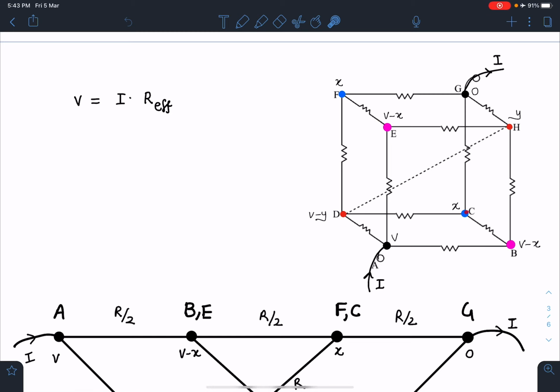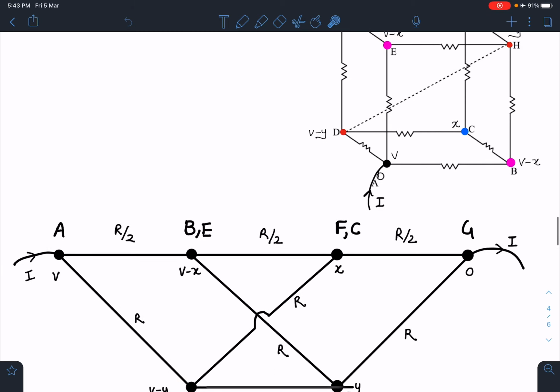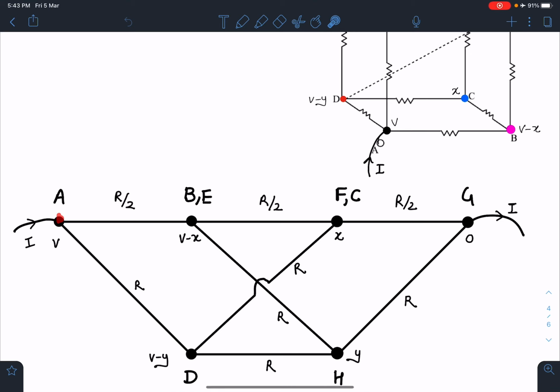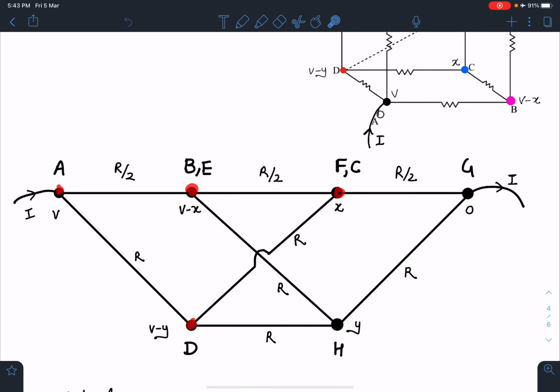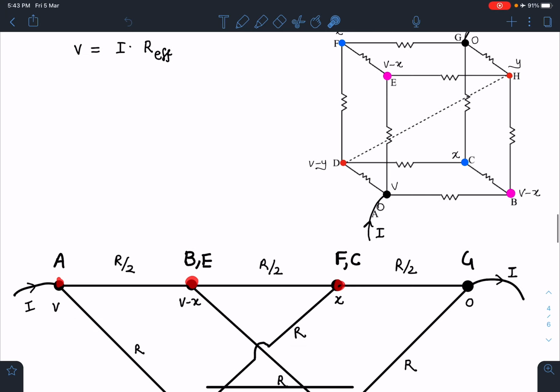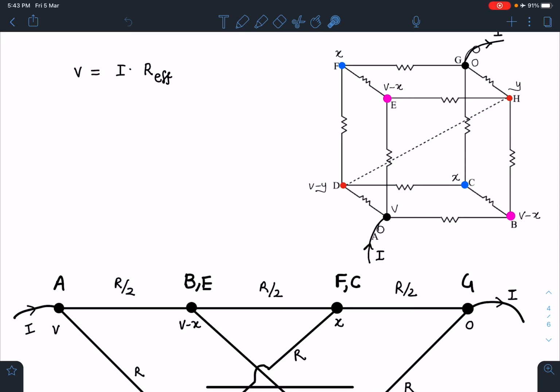Point C and F, they are at the same potential. So points A, B, E, F, C and D and H are the points where the body diagonal is connected. Now you can see here, when I join all these resistances, you can draw this diagram. This and this, they are in parallel, so the effective resistance will become R by 2.